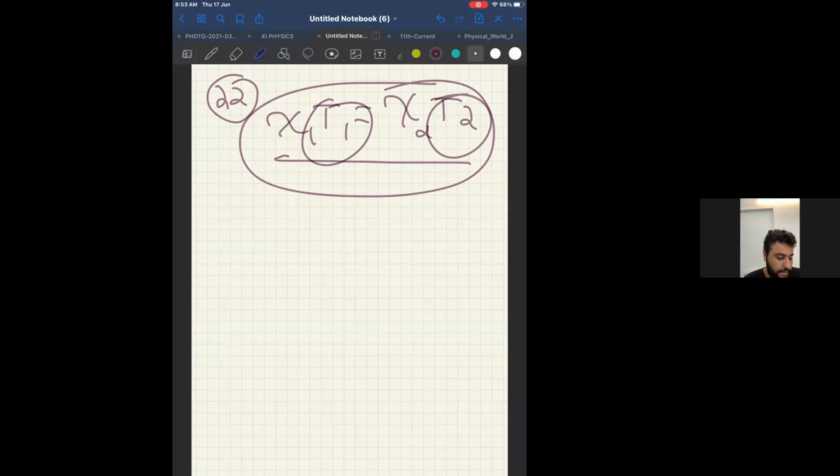Question number 14, answer will be D. The magnetic moment of a diamagnetic atom is 0 because there is no magnetism at all. Therefore, answer will be 0.